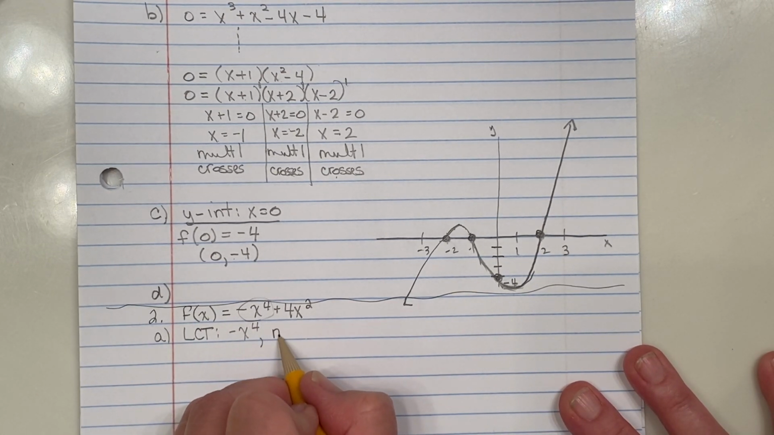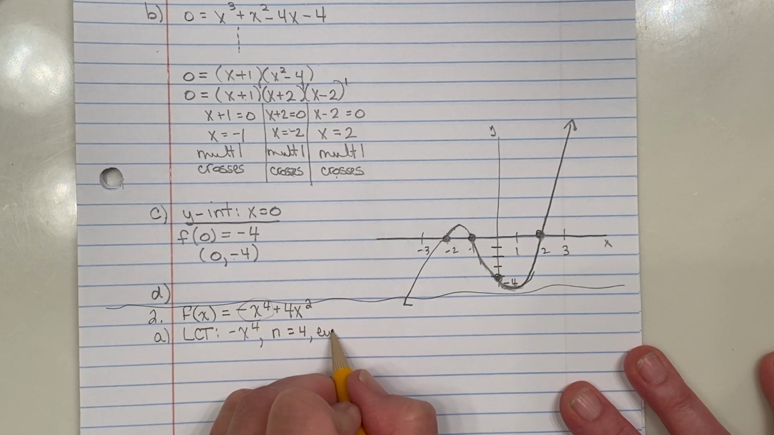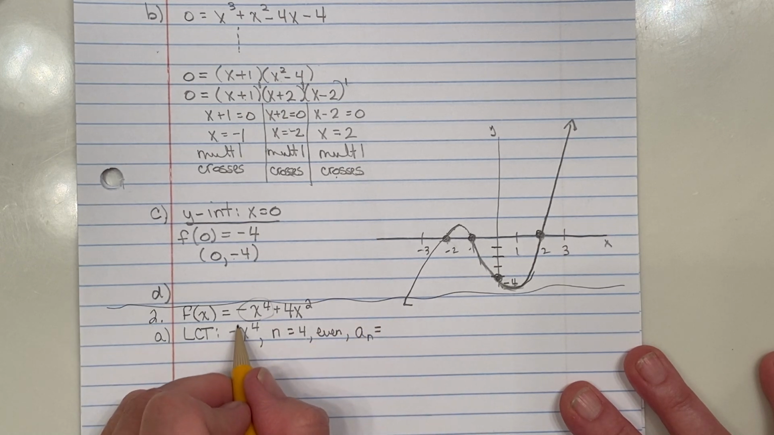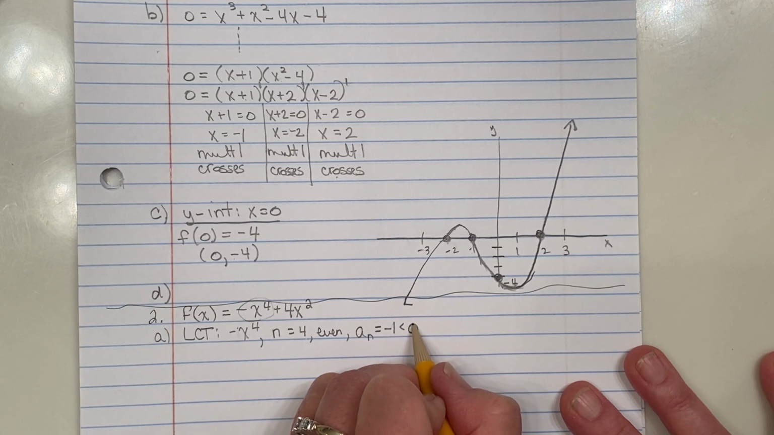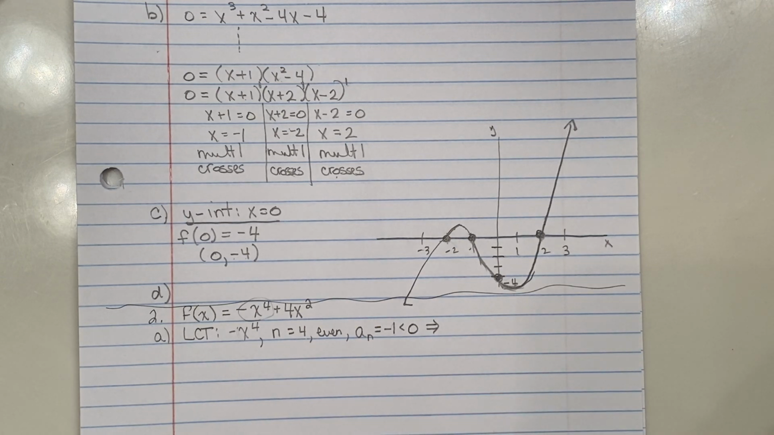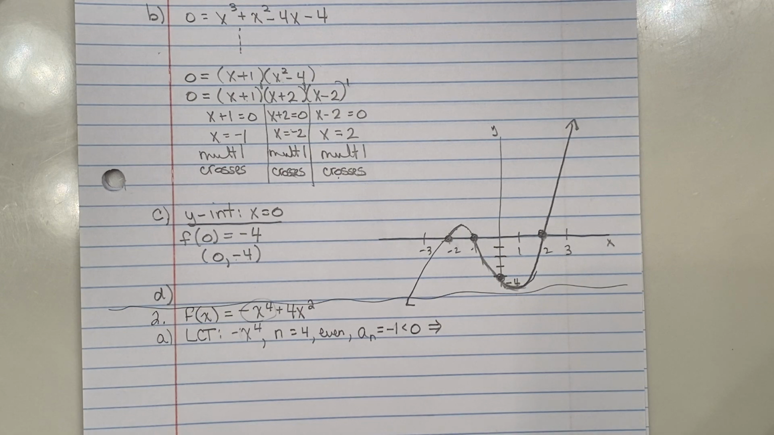Okay, its n value, the degree, is even, so it's n equals 4. It's even. And we know a subscript n, which represents the coefficient, is negative 1, which is less than 0. So we go back to our thought process, and we go, okay, I've got an even degree with a negative coefficient.